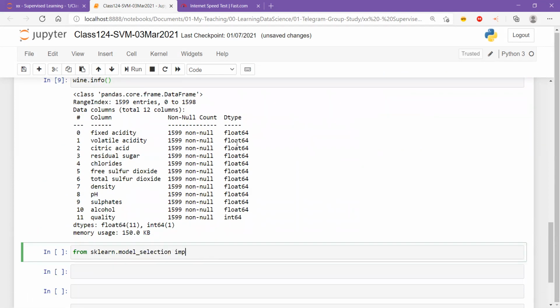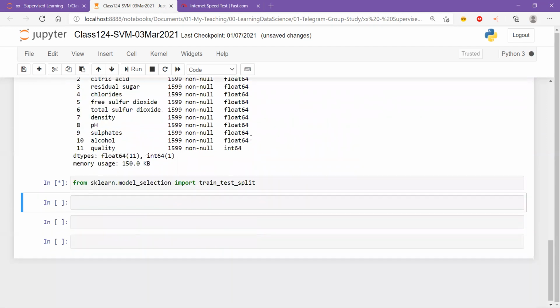Sorry, my bad. Import train test split, and I would have to first of all divide x and y. So you know the process, right? So x is my data, which is wine, and I'm going to say wine dot drop quality.